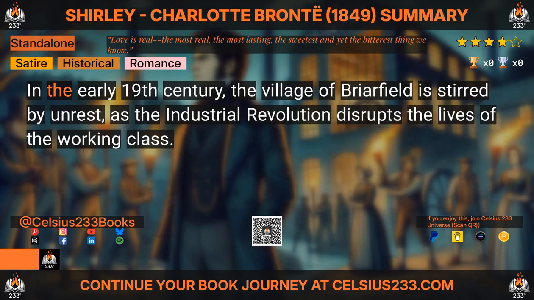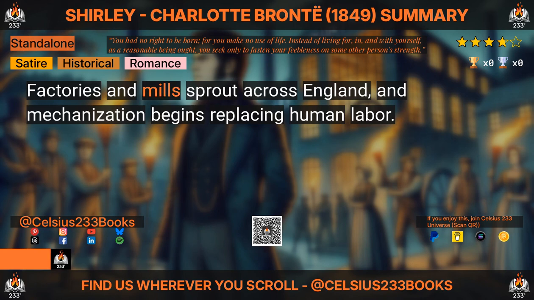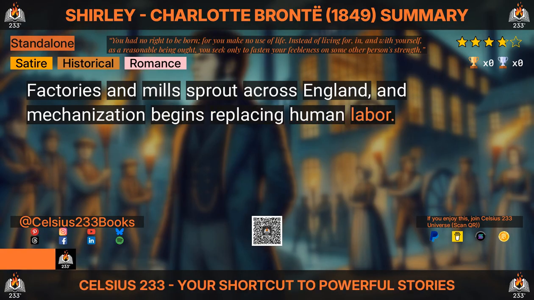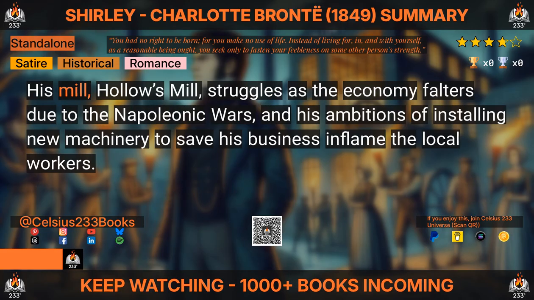Plot summary. In the early 19th century, the village of Briarfield is stirred by unrest, as the Industrial Revolution disrupts the lives of the working class. Factories and mills sprout across England, and mechanization begins replacing human labor. Robert Moore, a pragmatic and determined mill owner, is at the center of this upheaval.